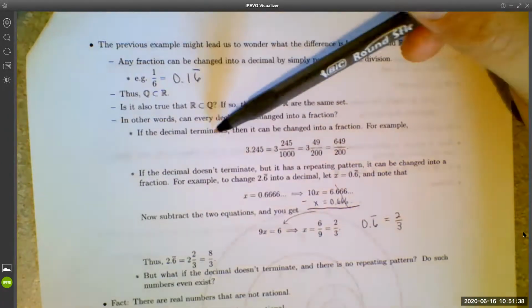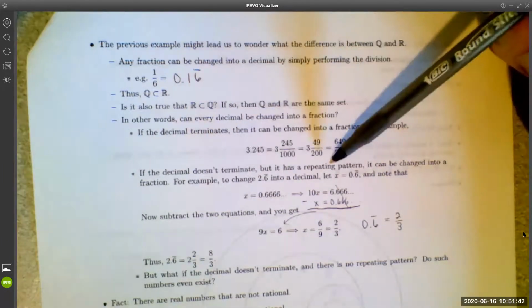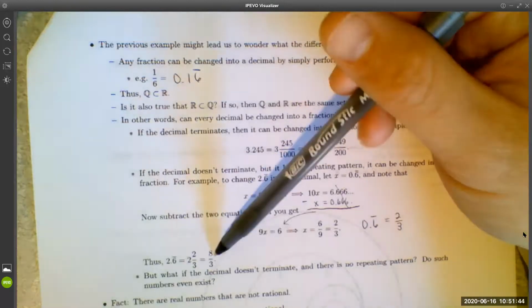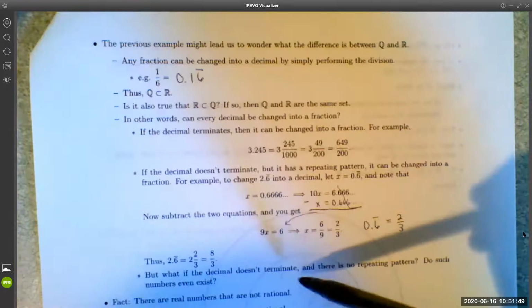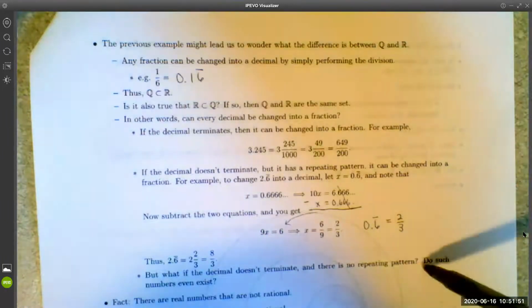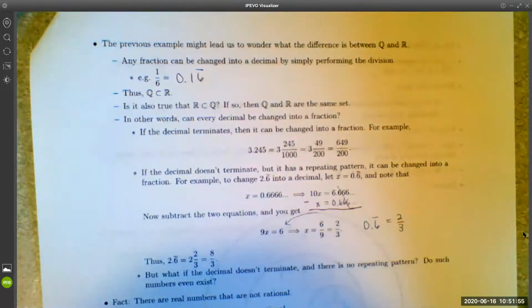So if the decimal terminates, it can be rewritten as a fraction. If the decimal doesn't terminate, but it has a repeating pattern, then it can be changed back into a fraction as well. What if the decimal doesn't terminate and there's no repeating pattern, right? That's the question. And do such numbers even exist?